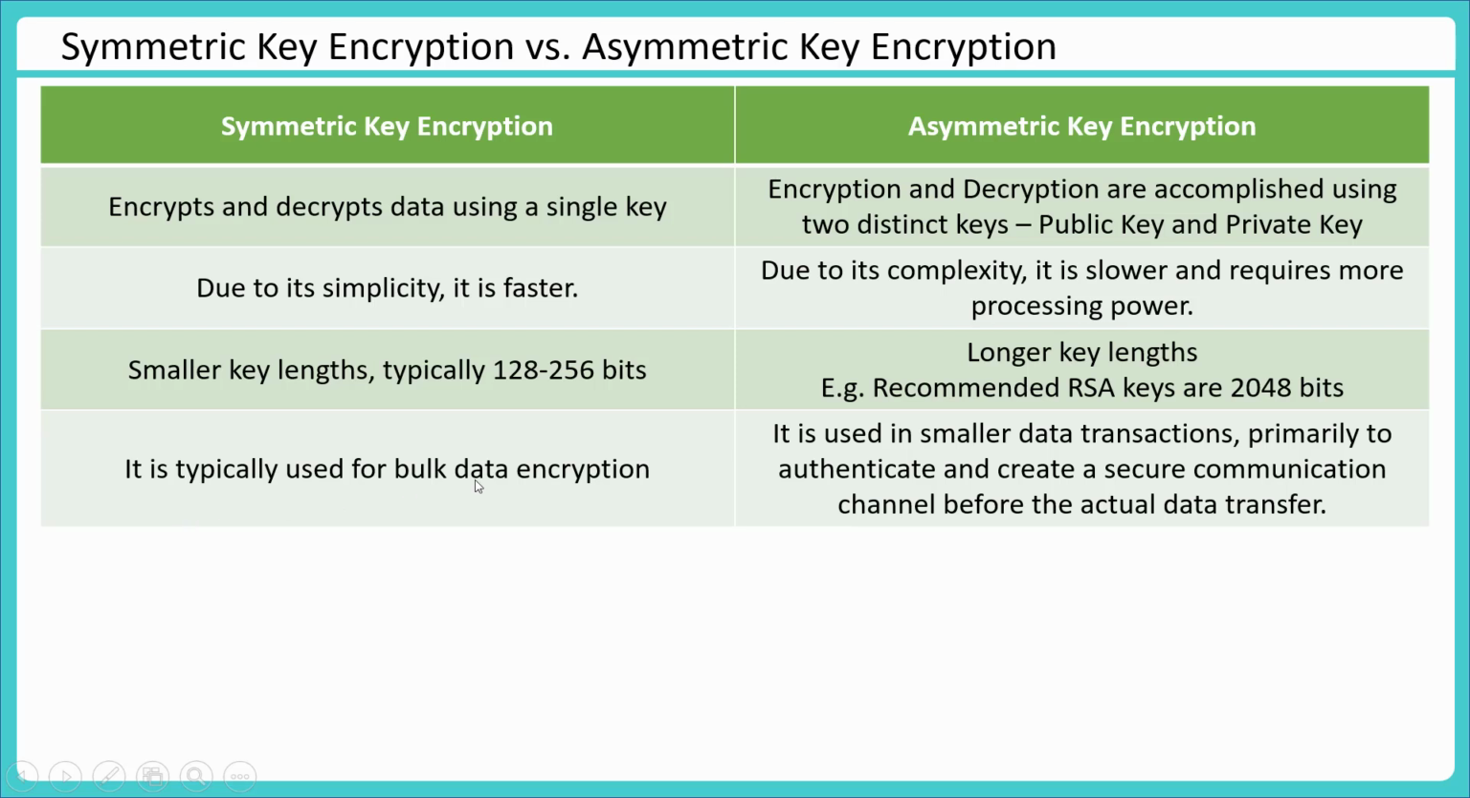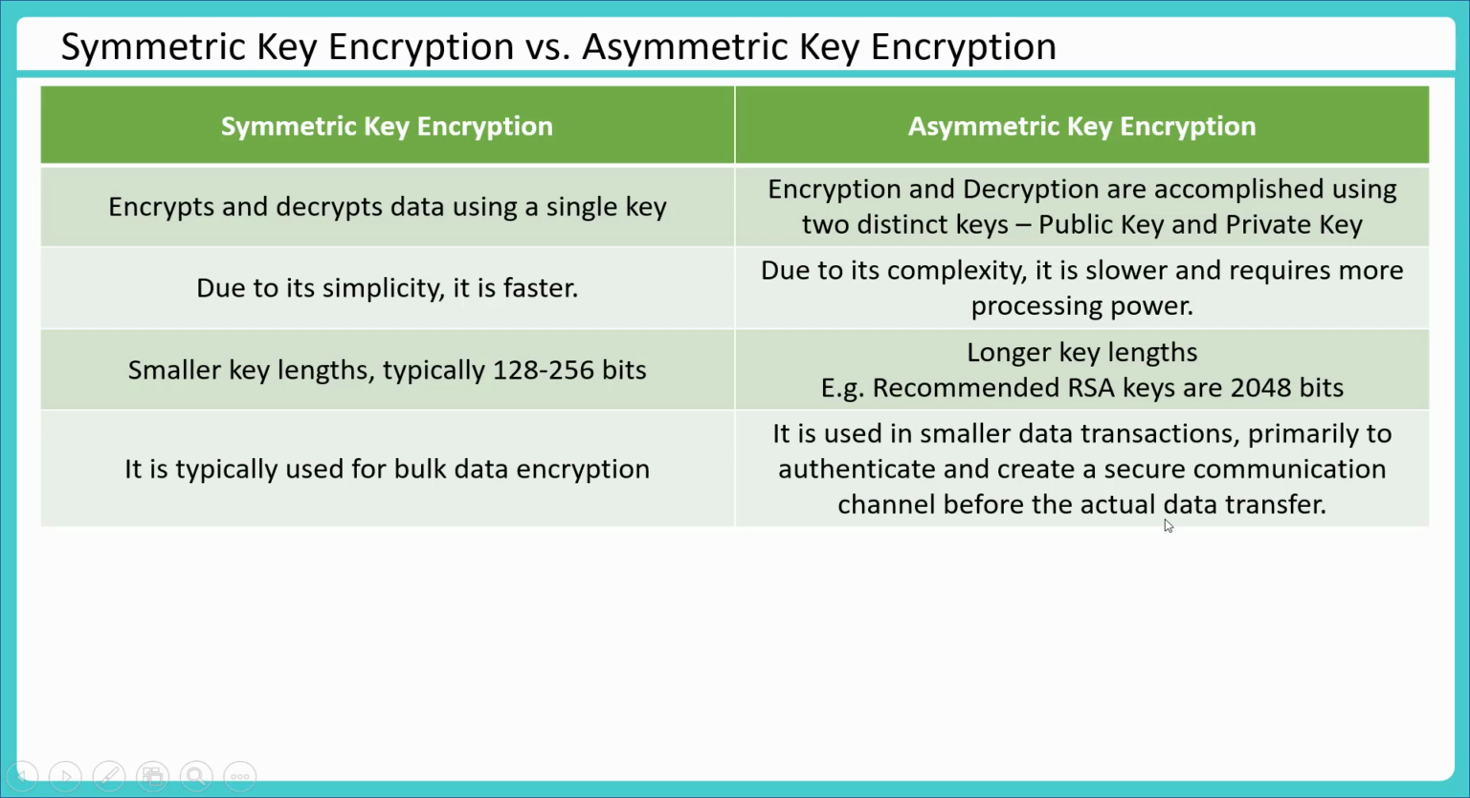Symmetric is used typically for bulk data encryption. You have a huge amount of data to encrypt. In that case, you would probably be using a symmetric key, one key which is used for all your encryption. When you are creating, let's say, disk level encryption, you are probably using a symmetric key for that. Asymmetric is used for smaller data transactions, primarily to authenticate and create a secure communication channel before the actual data transfer happens.